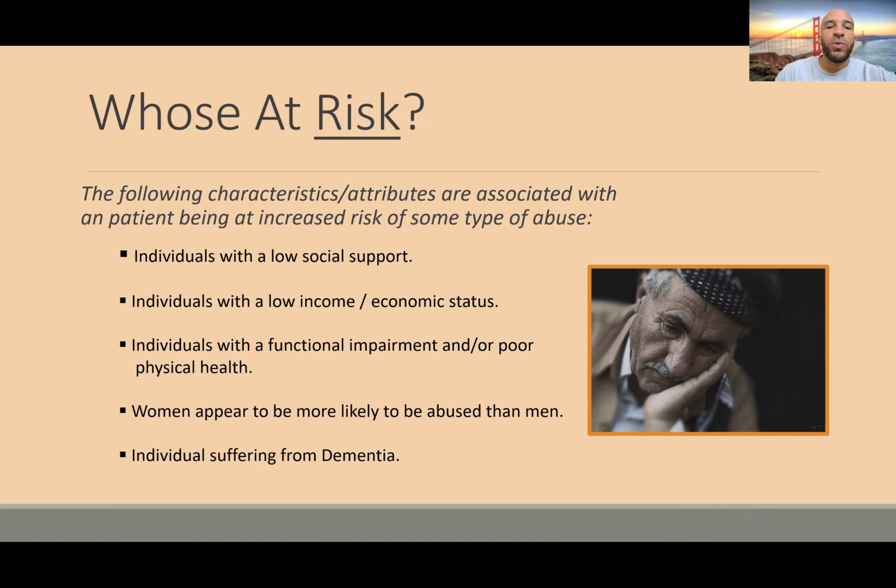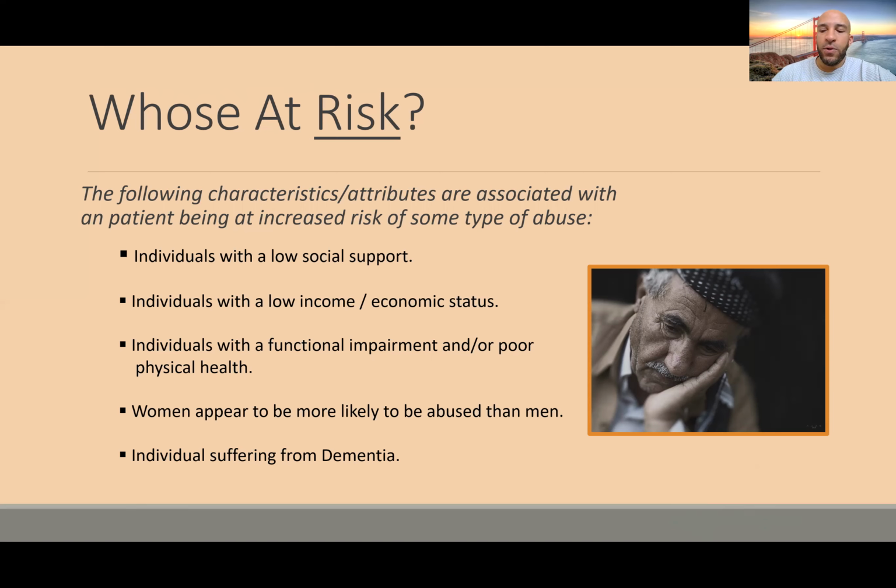Individuals with a functional impairment and/or poor physical health. As you can imagine, the more impaired an individual is, or the sicker they are, the increased risk that someone will try to take advantage of them, because, unfortunately, it's easier to take advantage of someone who's more impaired or sick.